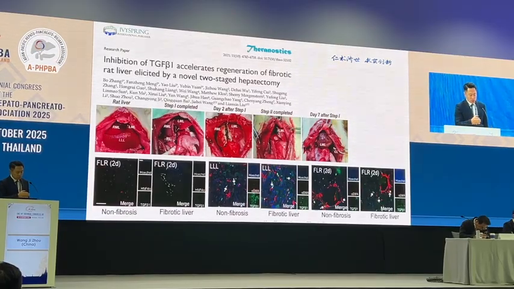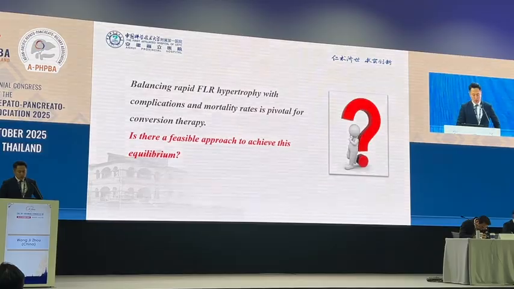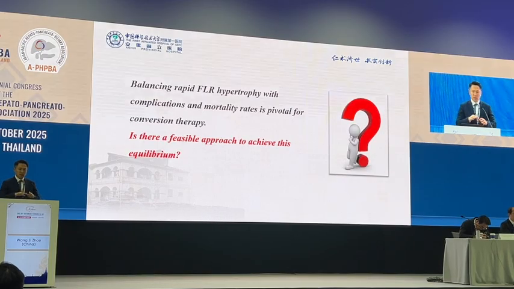So we did some scientific research. We found that inhibition of TGF-beta1 accelerates regeneration of fibrotic livers in rat models. How to balance the rapid FLR growth with the complications and mortality? We will have a better way.